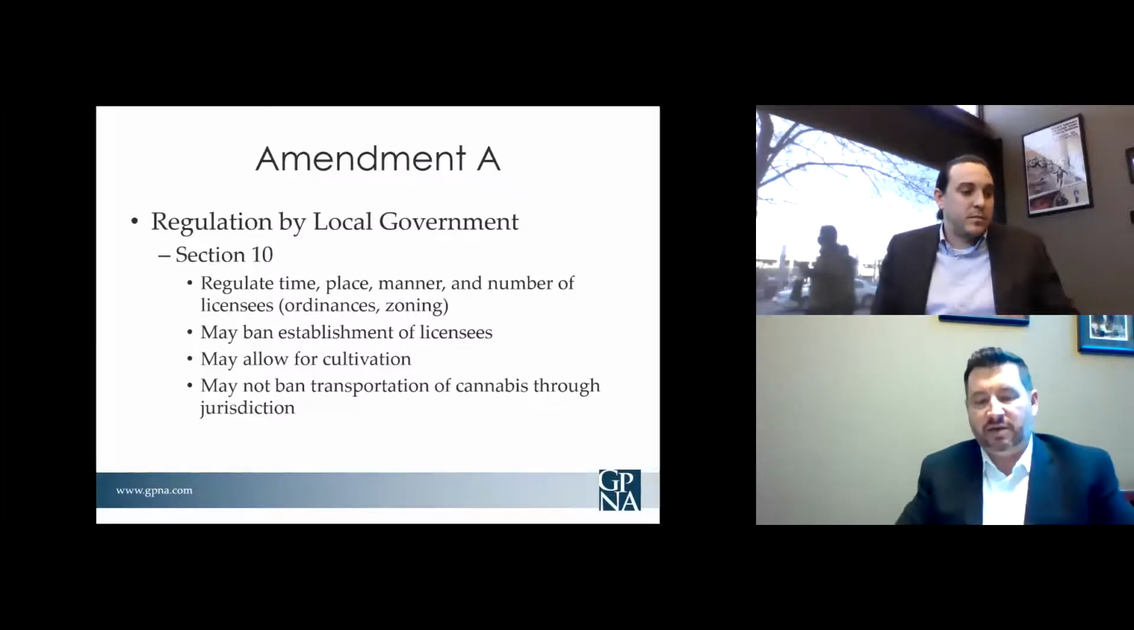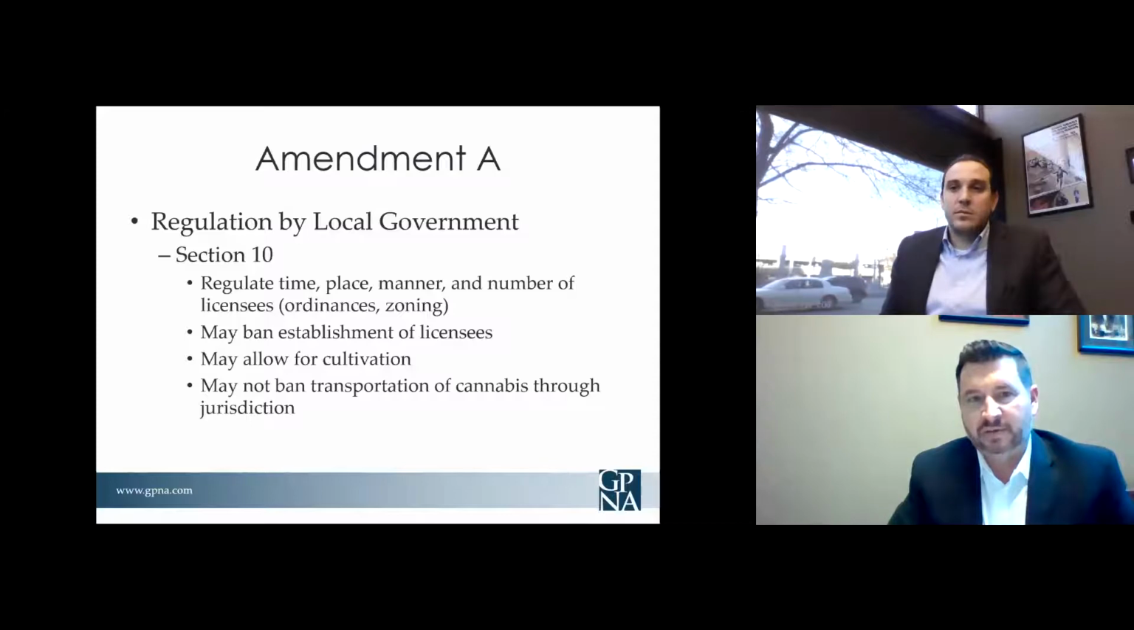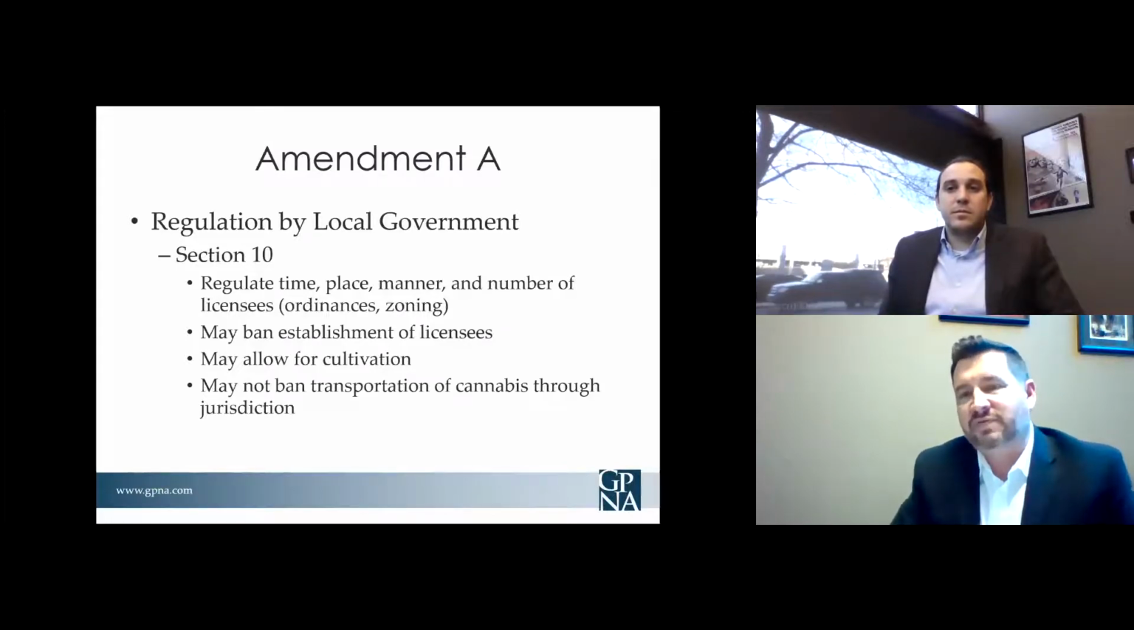We move to this next slide here that talks about regulation by local government. And that's an important subject under Amendment A because local governments can prohibit the licensees that the Department of Revenue would authorize from operating within their jurisdictions. What happens if that occurs then? Well, under Amendment A, it allows individuals to grow a certain amount of marijuana and store that cannabis at their locations in locked rooms under certain conditions. But it's probably preferable that these items be regulated by the Department of Revenue.